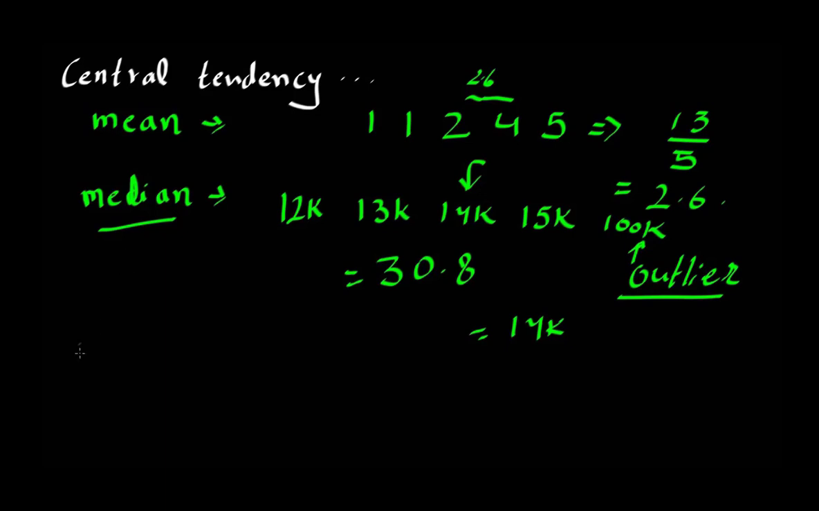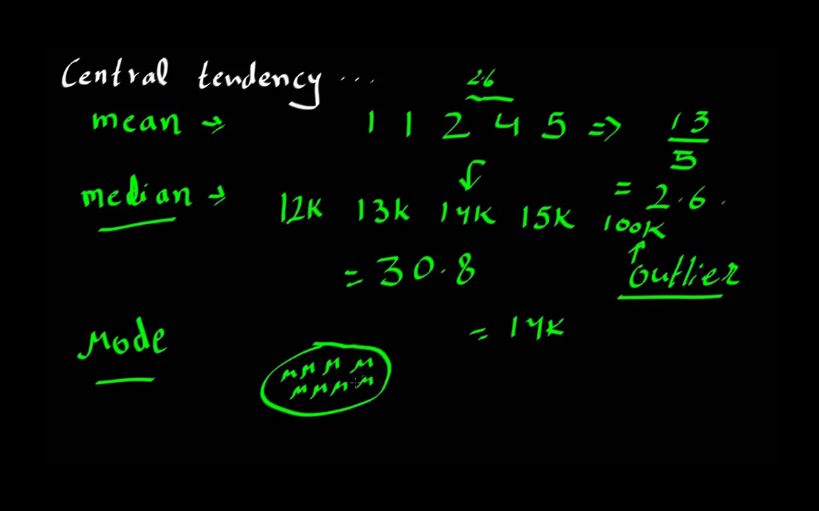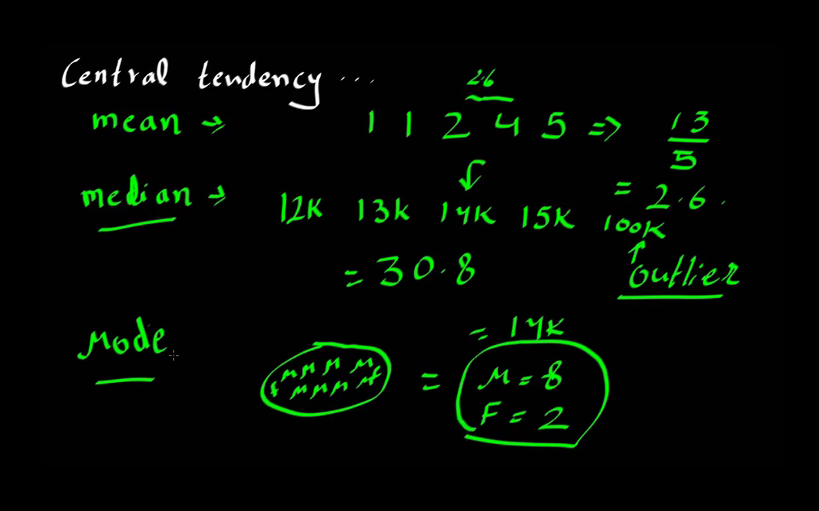Now let's see mode, which is the third way of measuring the central tendency. Let's say I have a population of 10 people, and eight of them are male and 2 are female. So here it's categorical data. Now male are 8 and female are 2. So how do you measure the central tendency of this data? Mode will help you in this.